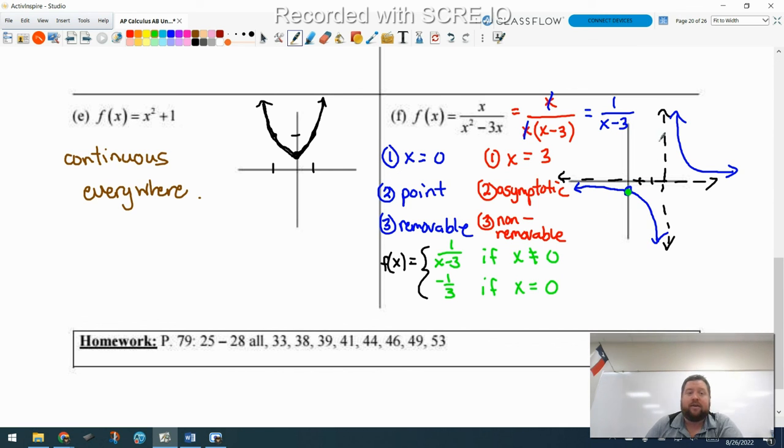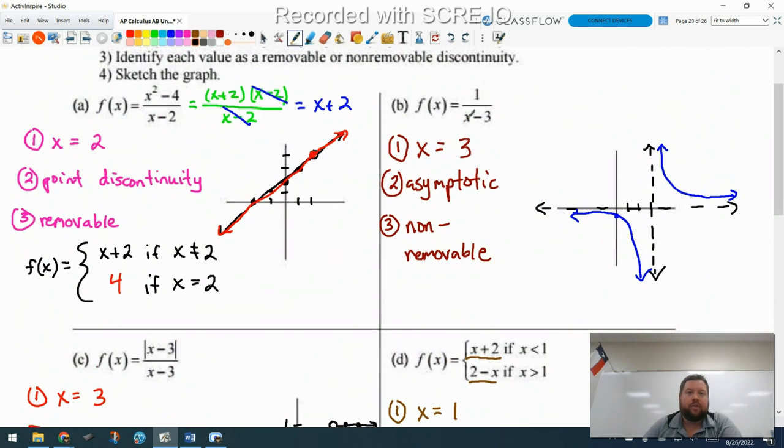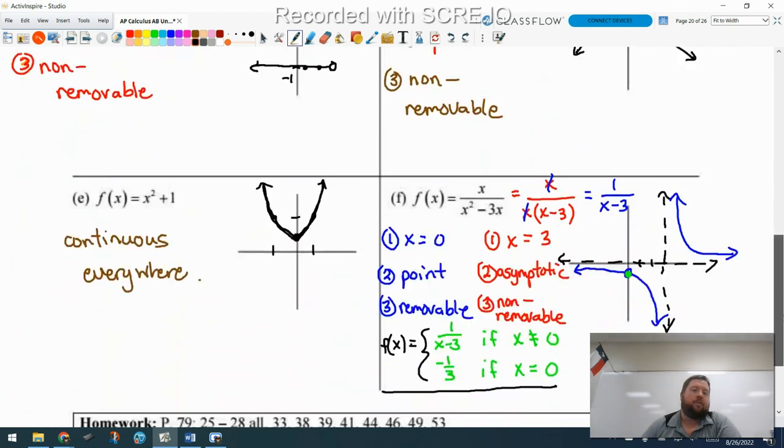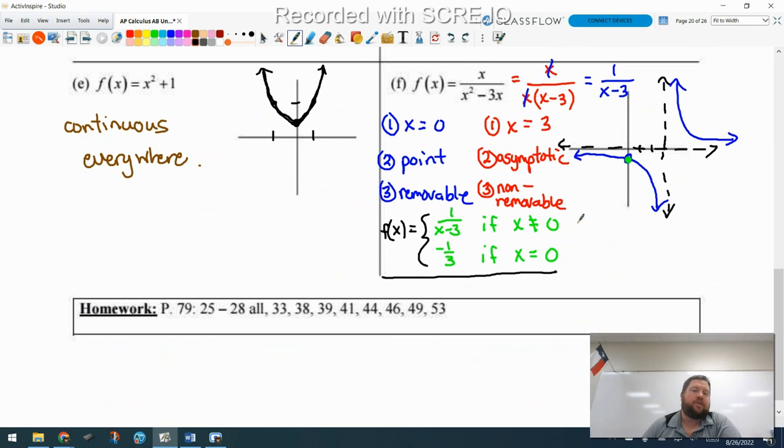Now, it still has a discontinuity at x equals 3, but if we redefine it this way, this function right here, let me underline it in a different color, is now the exact same as this function right here. See how we have that point right there, closed circle at 0, negative 1/3? So that's what we did. We were able to redefine this function as a continuous function at x equals 0.